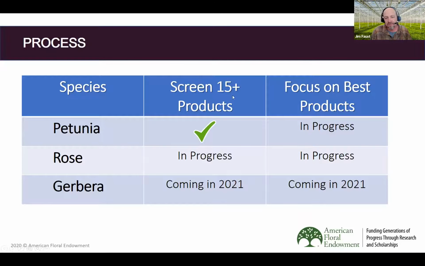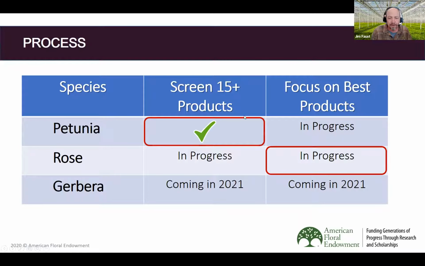The idea is, once we've screened those 15 for each of these species, we take the winners, the ones that look the most promising for commercial production, and focus on those products. What we'll show you today primarily is the work where we've completed the initial screening on petunia. And because we've seen some pretty interesting results on one of the products in particular, we have started some focused work on that one product on roses.